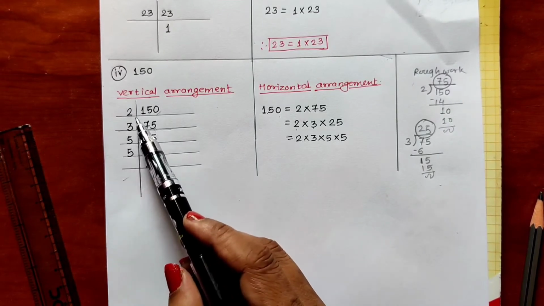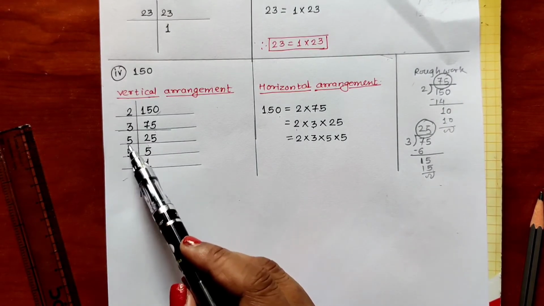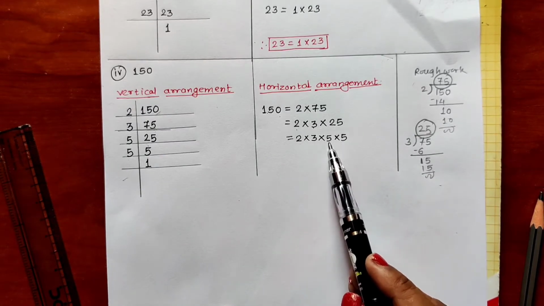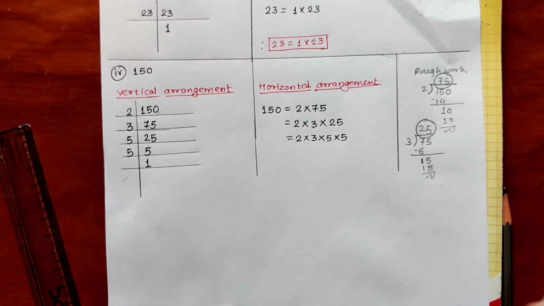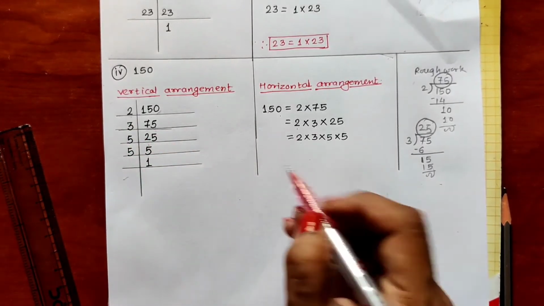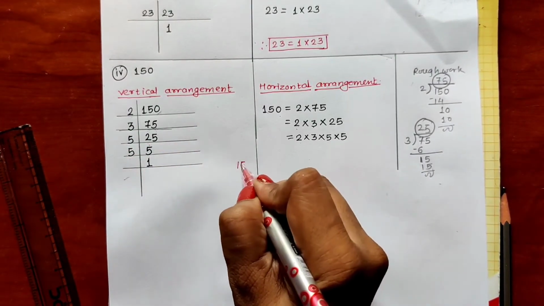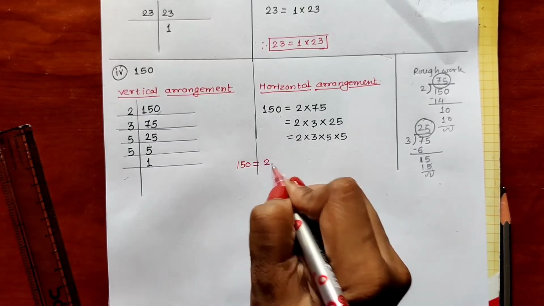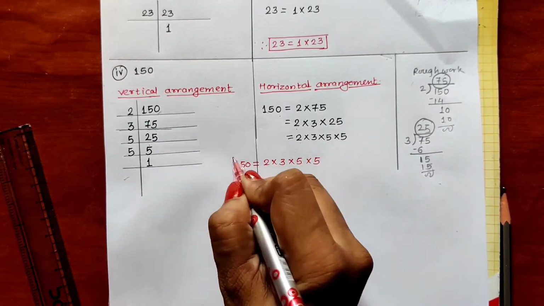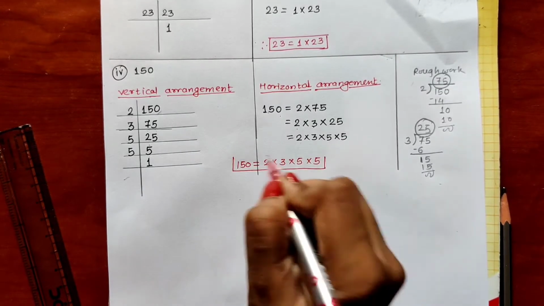Here also we are getting same factors, 2 into 3 into 5 into 5. So in the end we can write the same factors from here also and from the last step also. 150 is equal to 2 into 3 into 5 into 5. This is the answer.